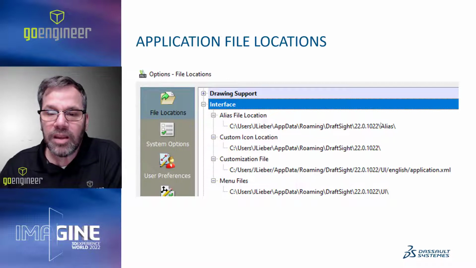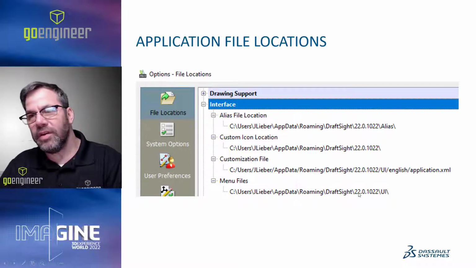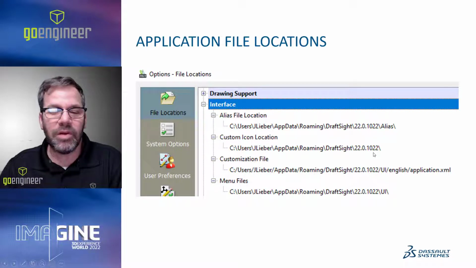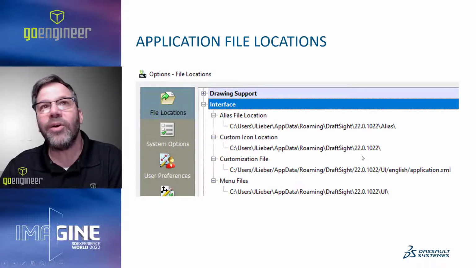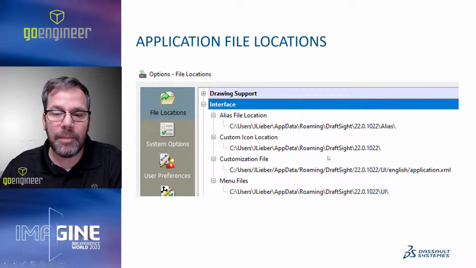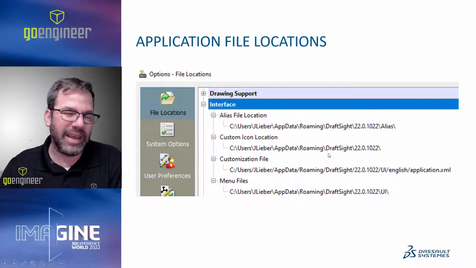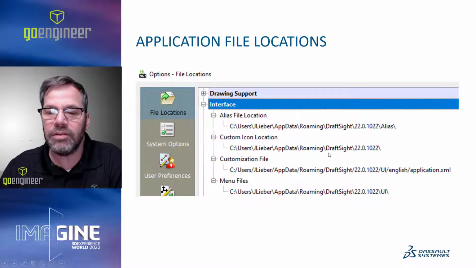All right, custom icon locations. This is when you go in and you start customizing the interface or adding your own commands in. Where can the application find icons? So when you create your own command and add it to the ribbon or menu, it can have an icon. So where are those icons located?